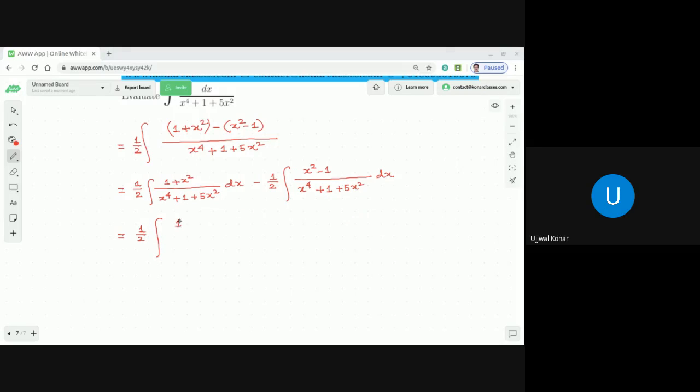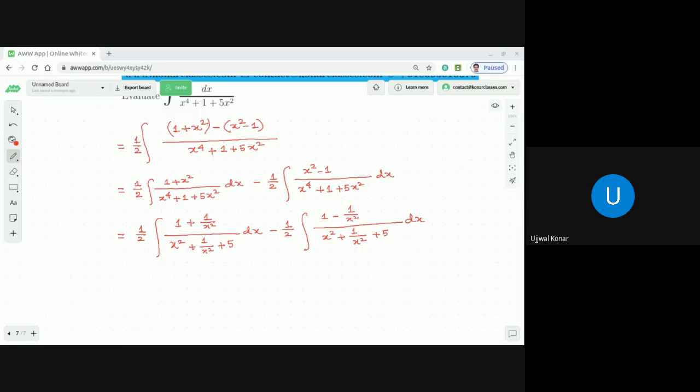So what we are going to get? 1 plus 1 by x square divided by x square plus 1 by x square plus 5 dx, correct or not? Minus 1 by 2 integration 1 minus 1 by x square divided by x square plus 1 by x square plus 5 dx.